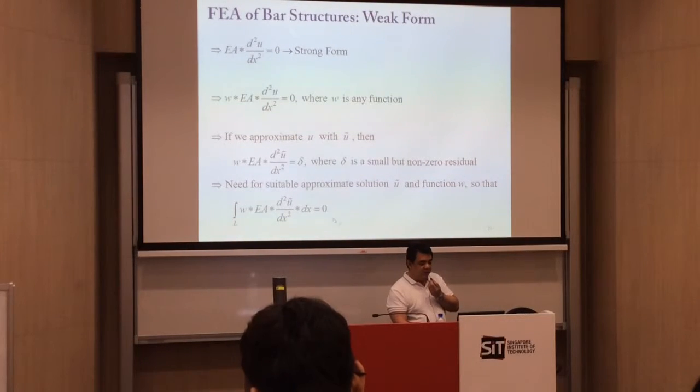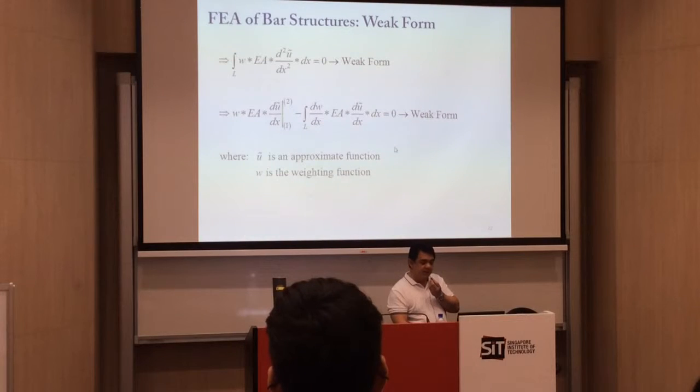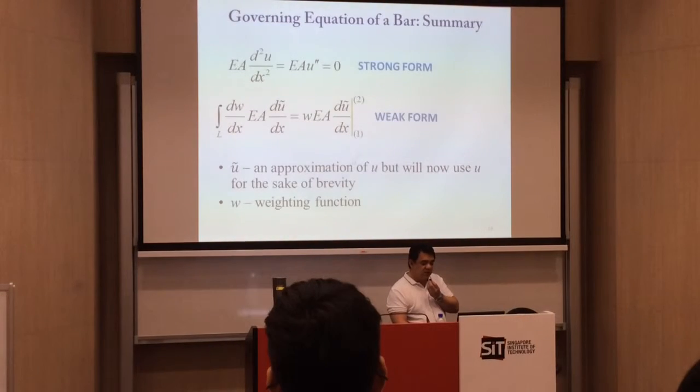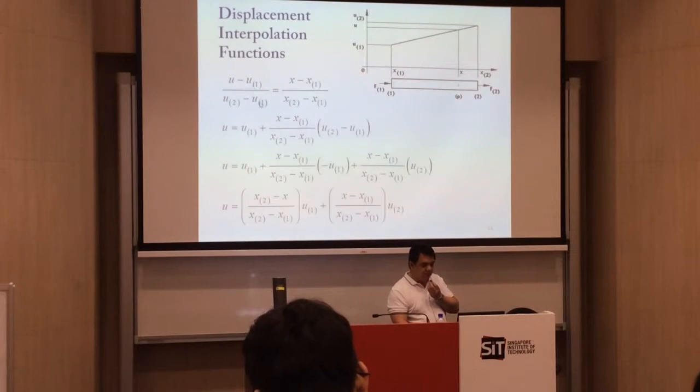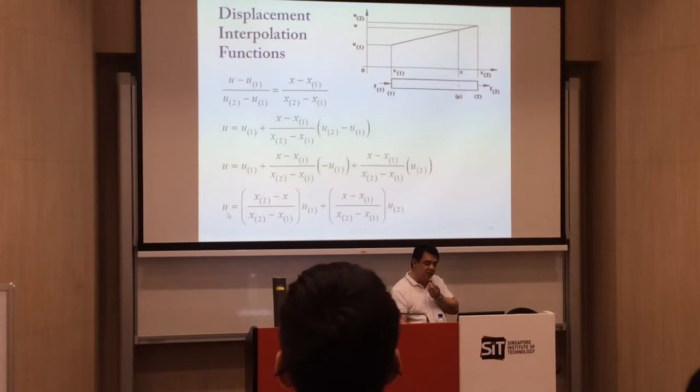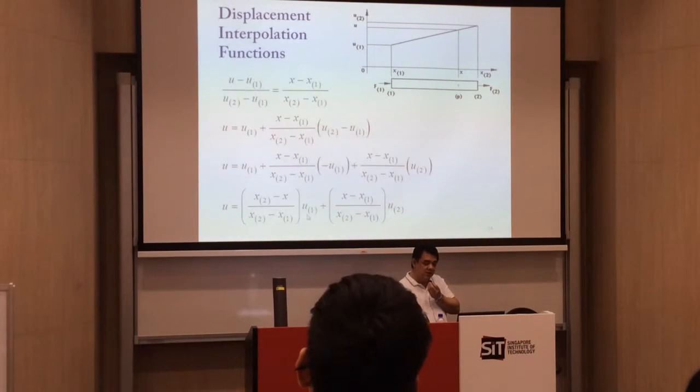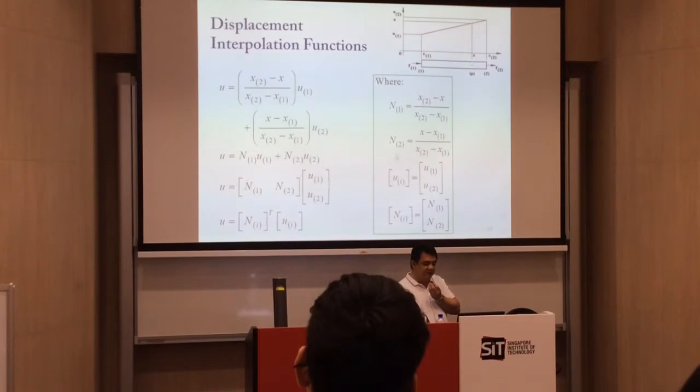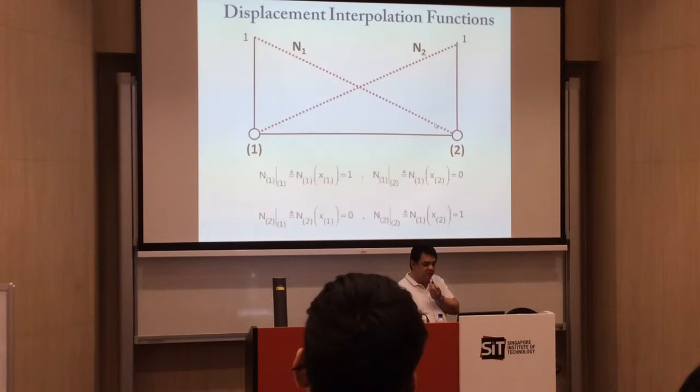So yes, we get this weak form, and then W is our weighting function, and we've also got our displacement interpolation function. By doing this one, we will be able to get N1, U1, and N2, U2. So after getting that displacement interpolation function, we have to have our shape function assumption.